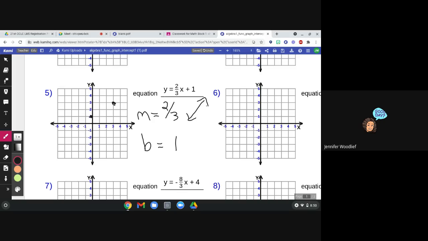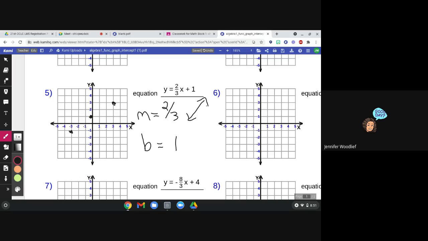I cannot, however, go up 2 more and over 3 because I run out of graph. So if I go back to the original 1, I can drop 2 and go over 3 to the left and get another point. Okay? The more points you put on there, the more accurate your lines are going to be. Now, we're drawing freehand, so it does look a little different because we don't have a straight edge and all that stuff.